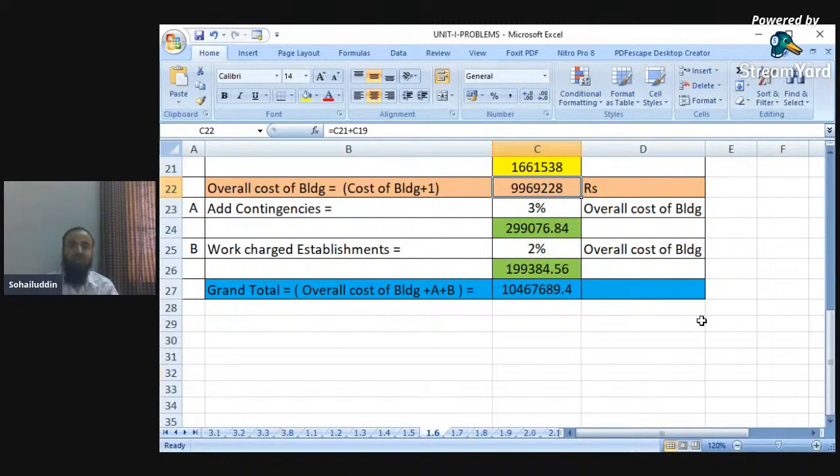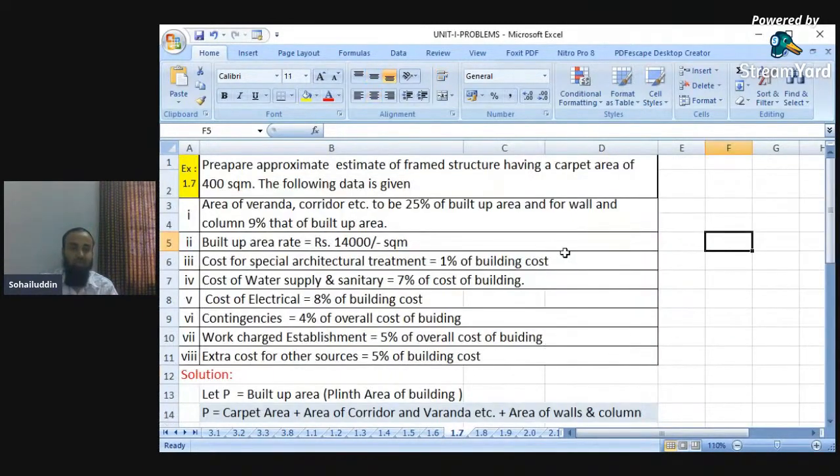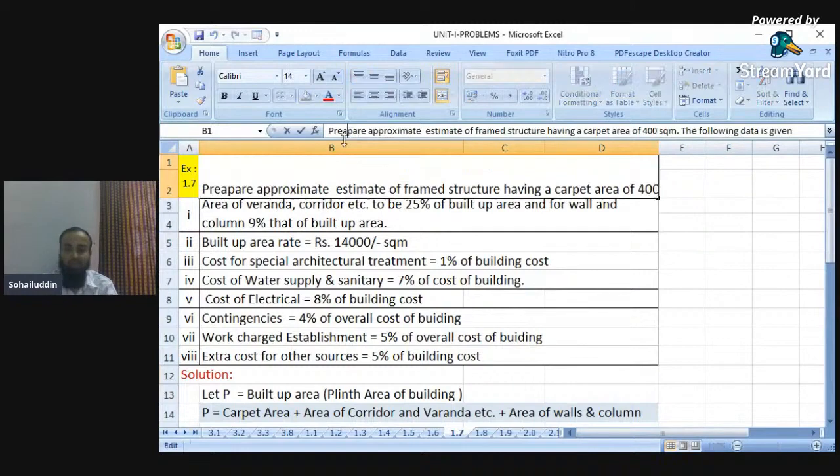Within 2 to 3 minutes, or within a short period of time, we can calculate this by the plinth area method, but in detail it requires time. So in the next lectures or next units, we will see the detailed estimates. Next, in a similar way, there is a somewhat different problem related with the plinth area method.